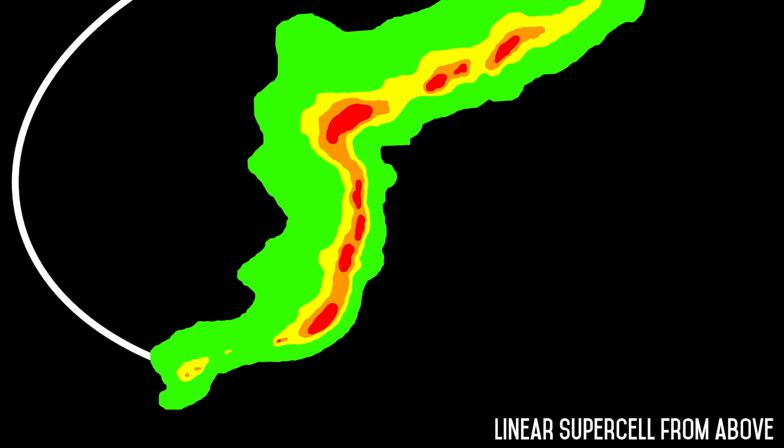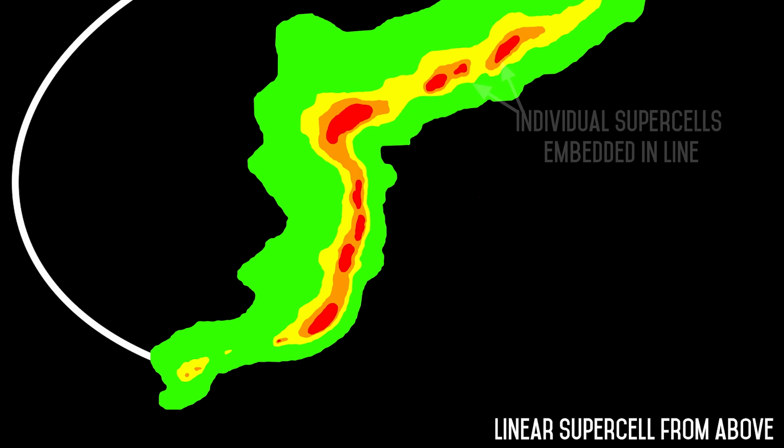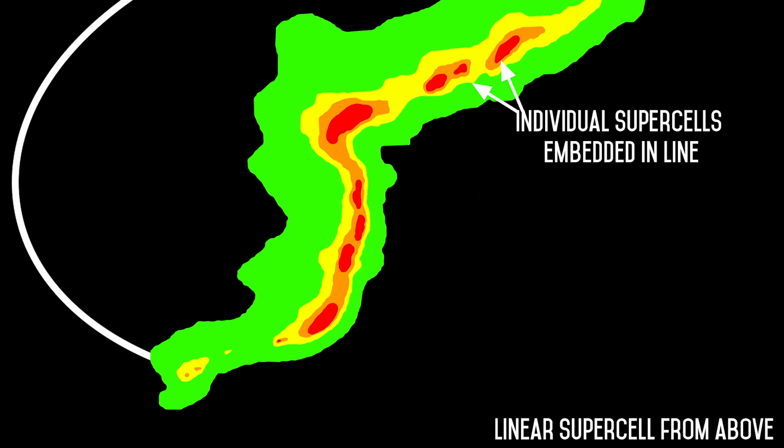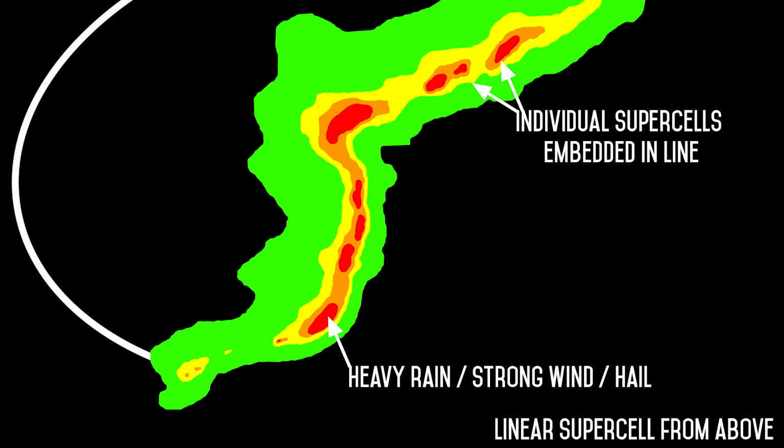Supercells occur in two general modes, organized and discrete. Organized storms contain multiple supercells embedded into a parent system, each potentially containing heavy rain, strong wind, and hail. These supercells are often outflow dominant, but can sometimes produce tornadoes.